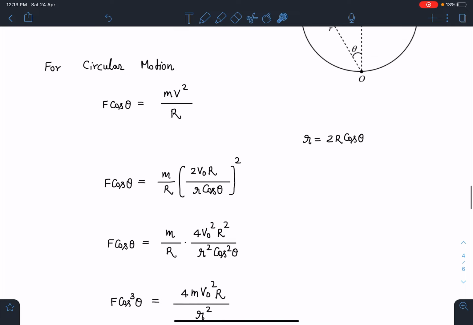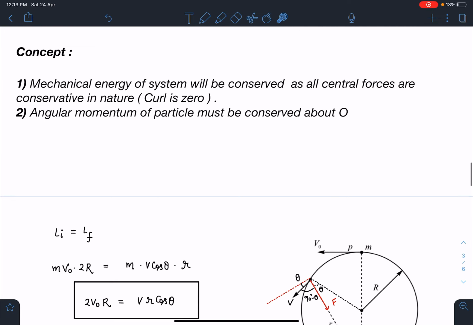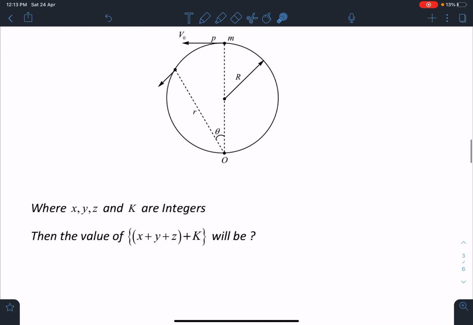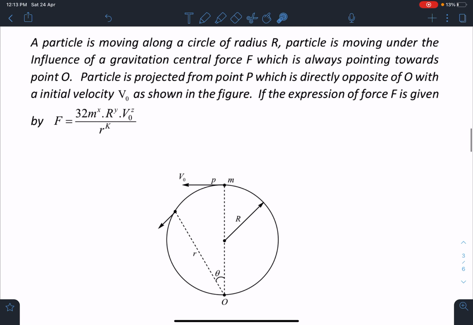I hope you have enjoyed this, and central forces are particularly important for JEE Advanced, as you will be dealing with them in the chapters gravitation and electrostatics.